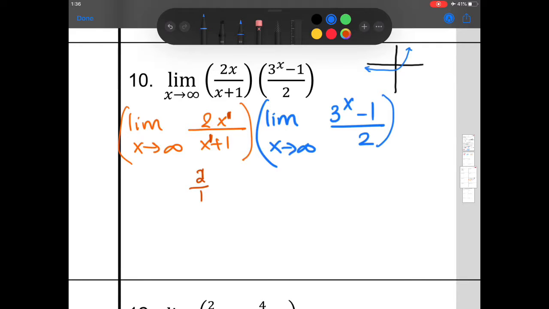So for the second part, I actually graphed it also. This is an exponential function. So think about it. I'm going to talk about it here as I'm graphing. As x is approaching infinity, so as my x values are going in this direction, what's happening to my y values? They are also increasing. They are also approaching positive infinity. So this is going to be just infinity. So 2 times infinity is just infinity. So that's your final answer.